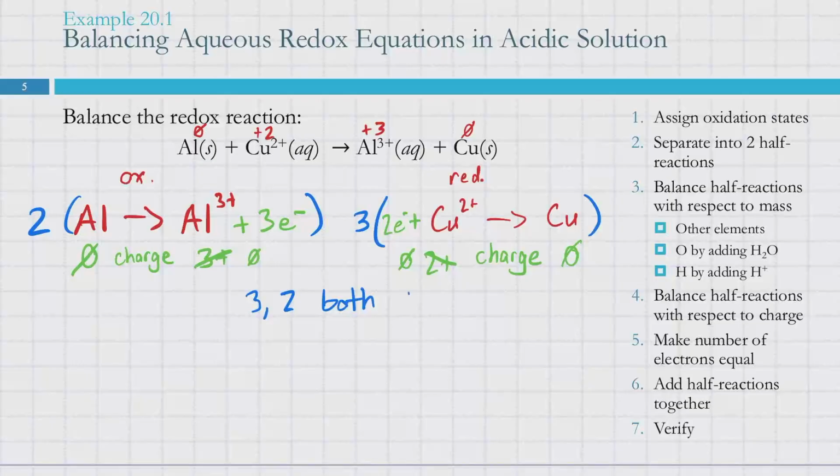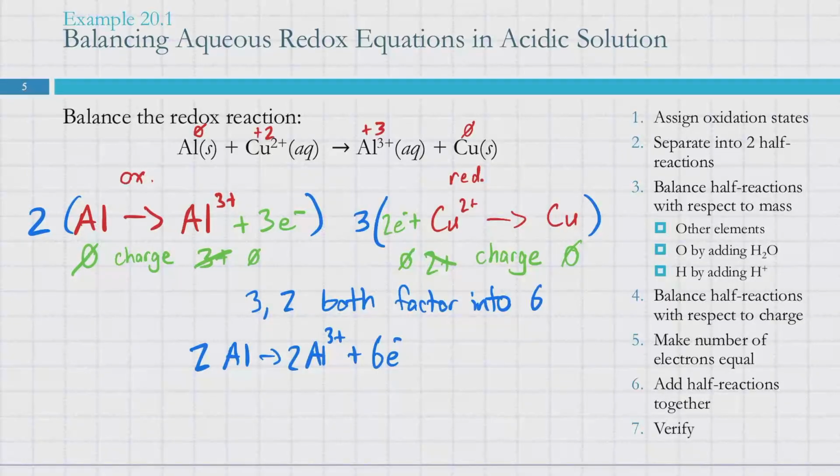So 3 and 2 both factor into 6. 6 is the least common multiple. So we do that multiplication, and I'm going to stack them. So we've got 2 aluminum going to 2 aluminum ion plus 6 electrons.